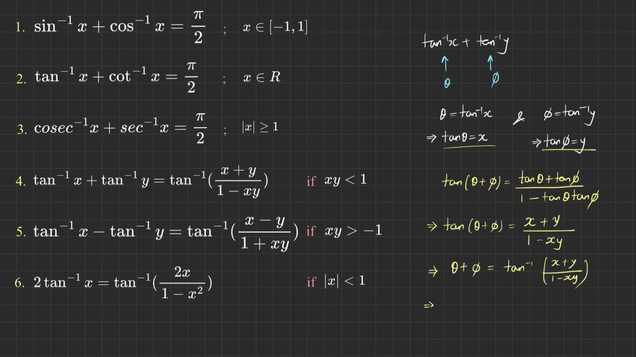So this implies theta, which is tan inverse of x, plus phi, which is tan inverse of y, equals tan inverse of (x plus y) over (1 minus xy), hence the result number 4. Okay, so make sure to correct this portion. I had written tan only previously, so it's actually tan inverse. So similarly you can prove property number 5 and 6.